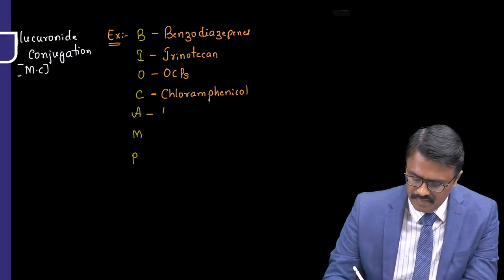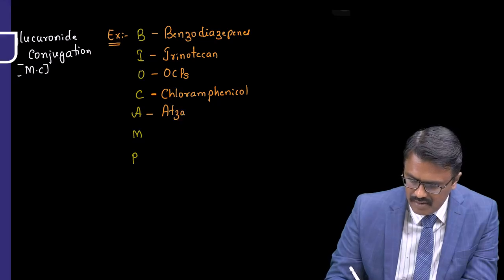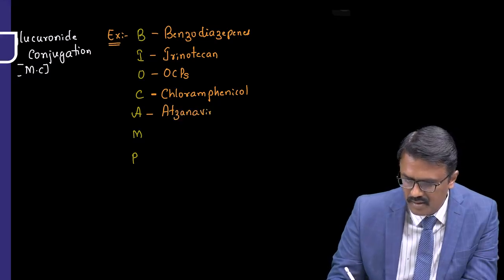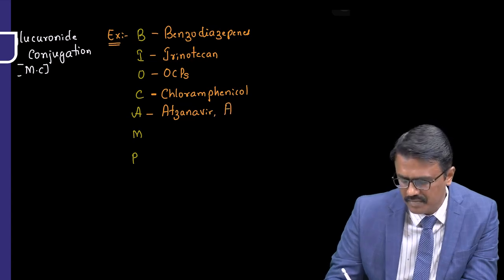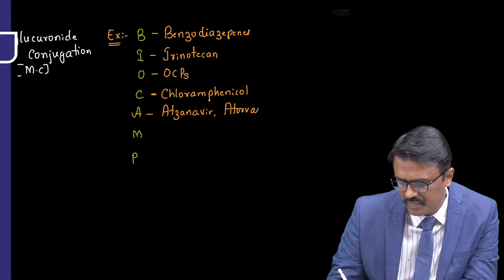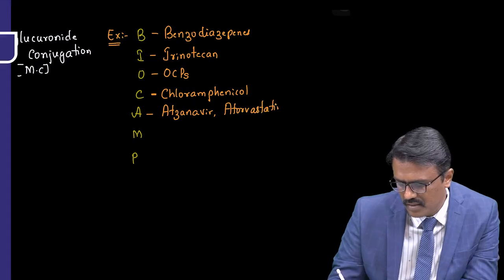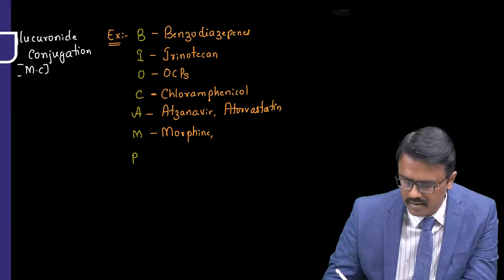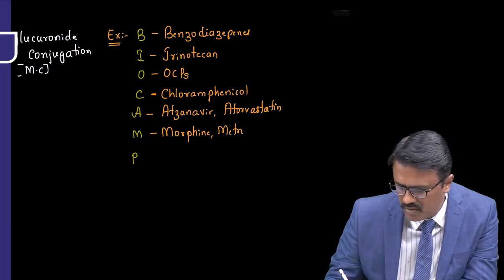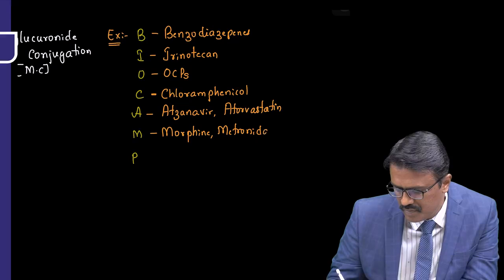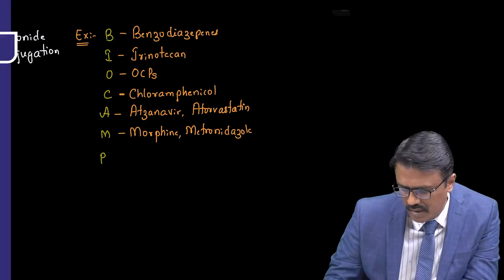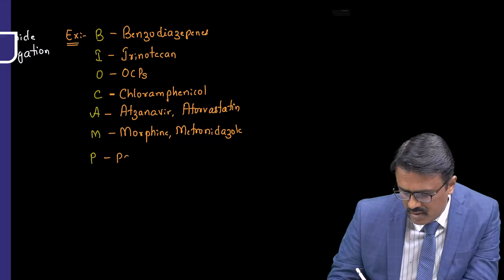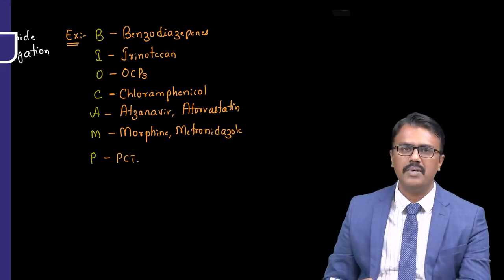Then we have atazanavir. Then atorvastatin. M for morphine, an opioid drug. Morphine. And metronidazole. And P for paracetamol. What we are discussing now, paracetamol, PCT.